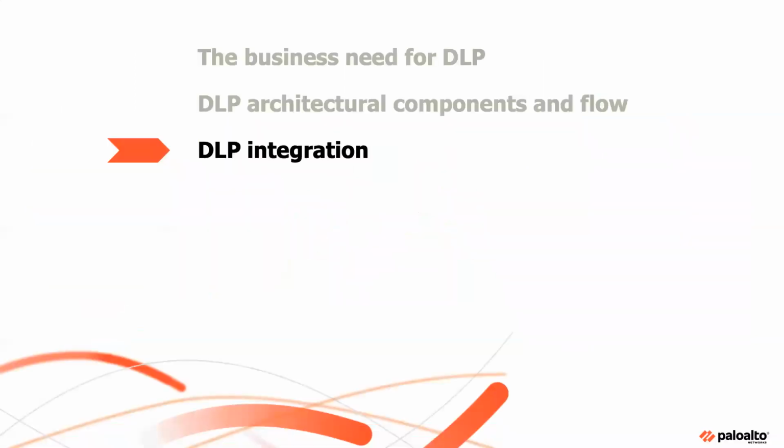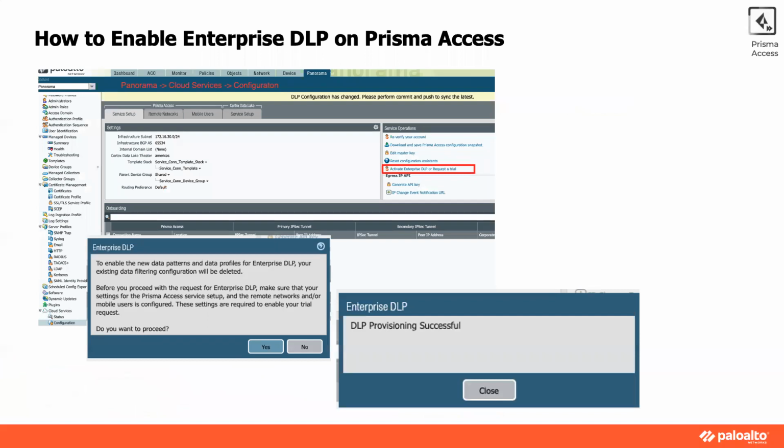DLP integration with Prisma Access is very simple. It's a matter within Prisma Access, but in Panorama in any case. We go into the Panorama tab, we get our cloud services configuration, where we do all of our configuration for Prisma Access. It's a matter of activating Enterprise DLP. You can request a trial to check it out. And of course, you can license it and subscribe to it.